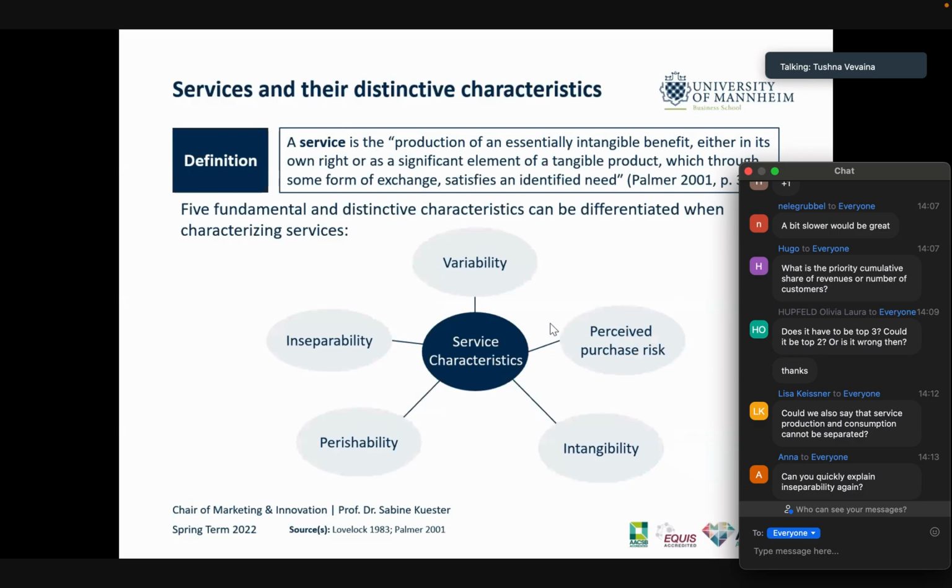Then let's see, I have a few questions in the chat. Could we also say that service production and consumption cannot be separated? Yes, this is something we'll even touch upon in the example. So what we say is that for most services, your production and consumption happen at the same time. But at the same time, you can't separate, for example, the service provider from the service itself.